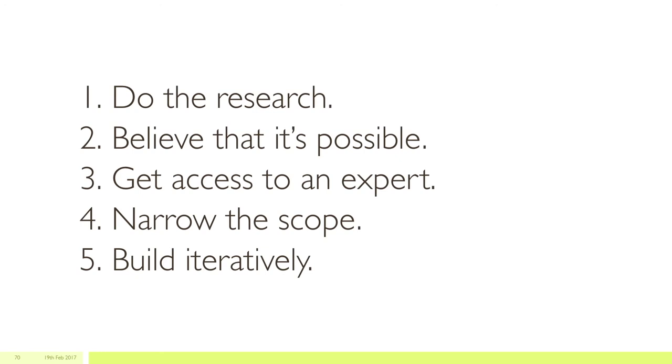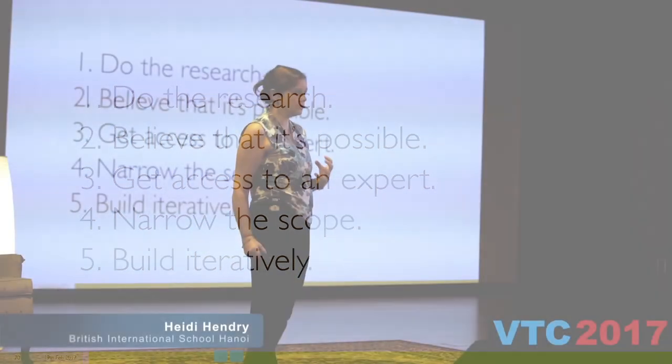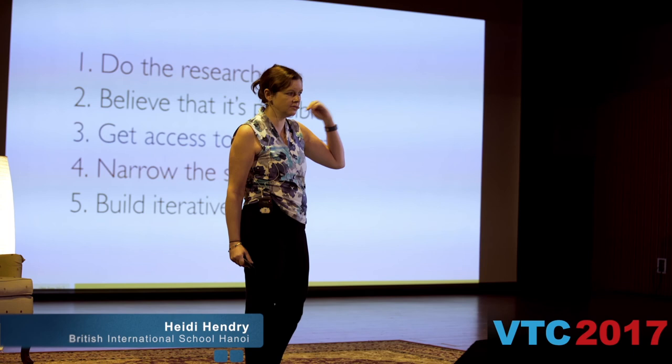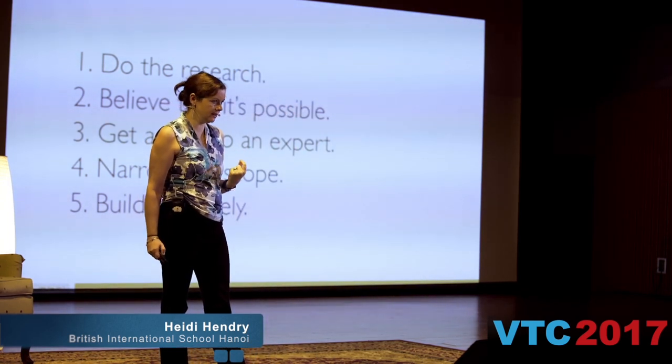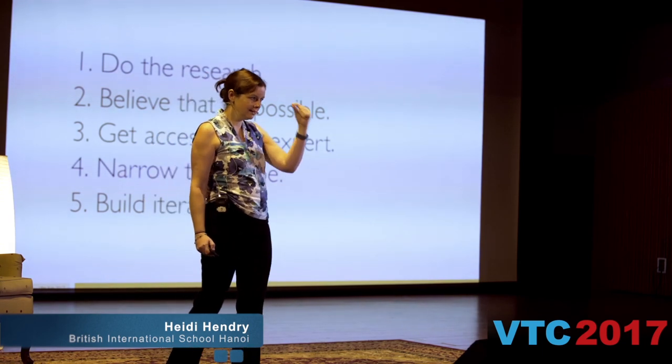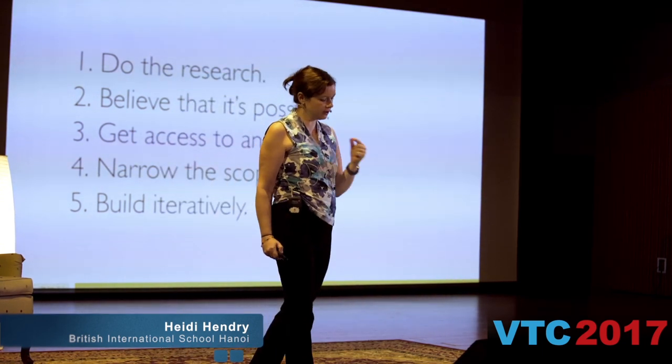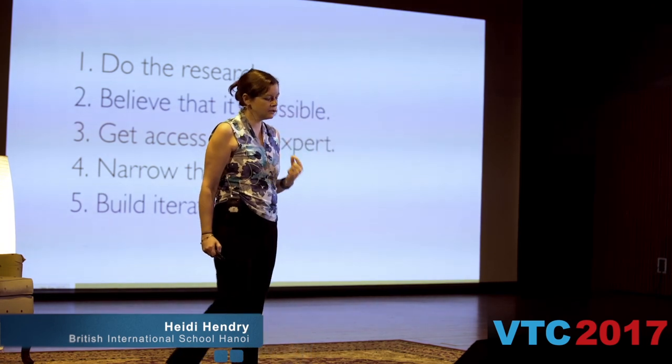Change that child's behaviour. Three, get access to an expert. Are you taking advantage of your network? We are so networked, Facebook, Twitter, but are we actually communicating? Are we collaborating? Four, narrow your scope. Solve the smallest problem first. Don't be daunted by the big mountain that's sitting in front of you. Just take that first step. And five, build iteratively. Take little challenges and solve those. Small steps make big change.